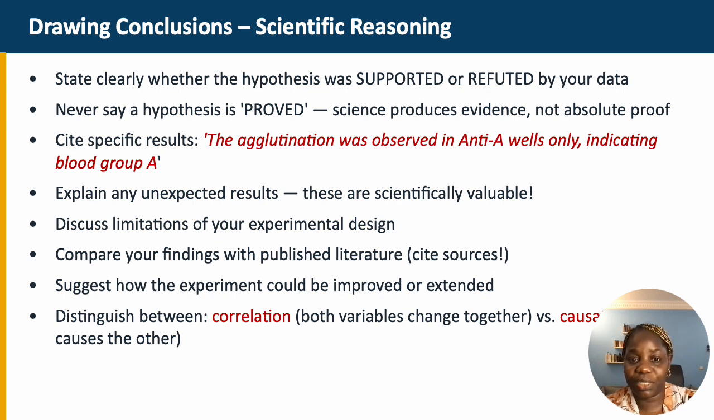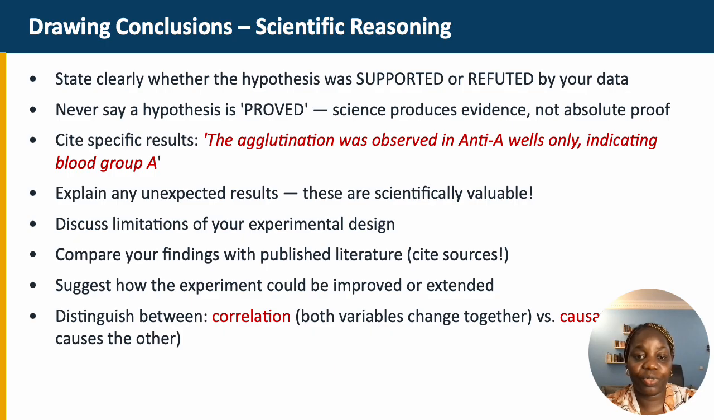So discuss the limitations of your experimental design honestly. Compare your findings with published literature. This is what scientists do. And suggest how the experiment could be improved or extended. It is always good to suggest how it could be improved, because it's giving others a gap. You are just presenting the gap in the literature that other scientists can fill.